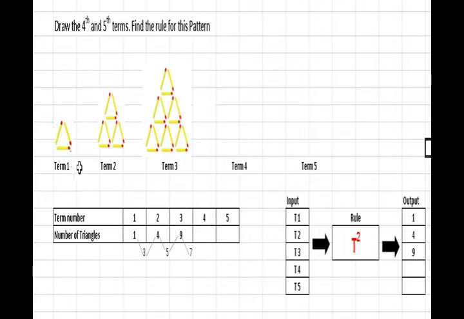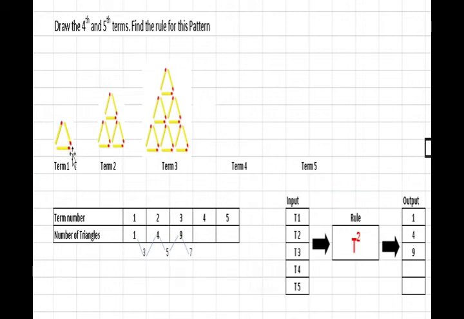Okay, now let's see what else we notice. We have to find out every single detail of these patterns. We work with what is given, and if we can find a pattern with what is given, it's going to be very easy for us to find the number of triangles in any term possible.